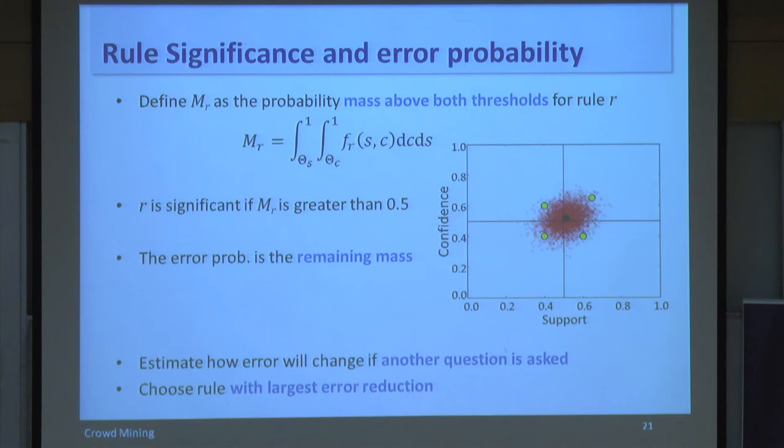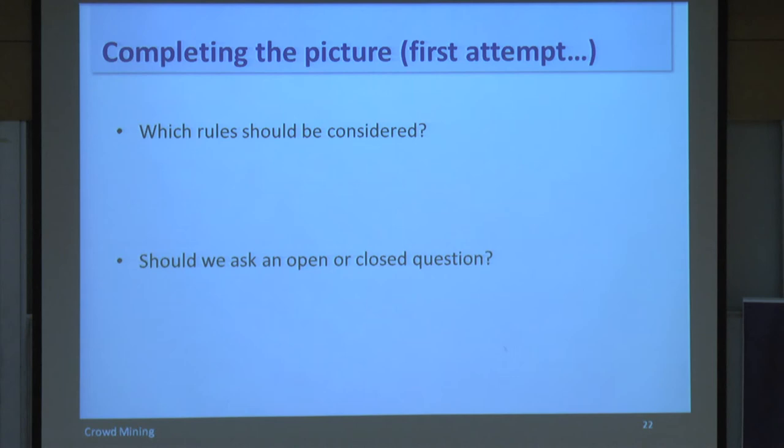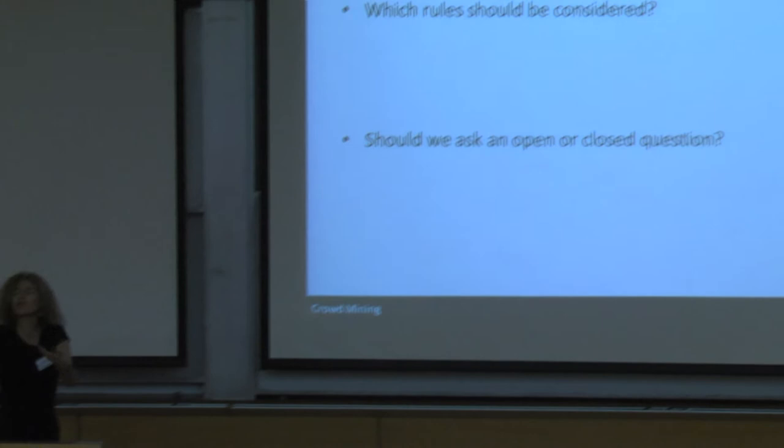So I showed you how you look at one rule and estimate what you can tell about it. But there are still the questions, okay, which rules should I look at? And then we go, like in standard data mining, we start from simple rules like simple facts, and then we increase and look at more complicated things. And then I also have to tell you when you ask open questions and when you ask closed questions. And then again, you can use something very simple like flipping a coin or something like that.